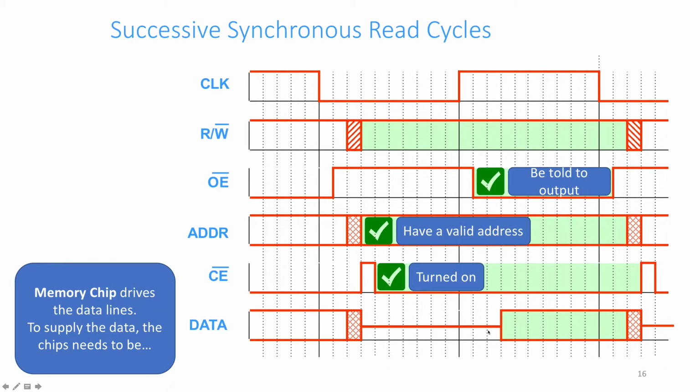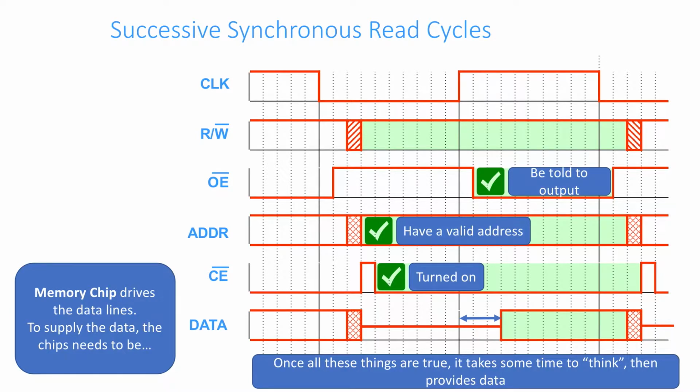Remember that this middle line represents a high impedance state, meaning that neither the CPU nor the memory chip are driving the data lines. They're basically sitting floating, waiting for somebody to take control of those pins and drive them to good values. So effectively, you can think of it as, all of these things have to be valid first, and then the memory has to take some time to think, to look up your value, and then spit it out on the data bus.